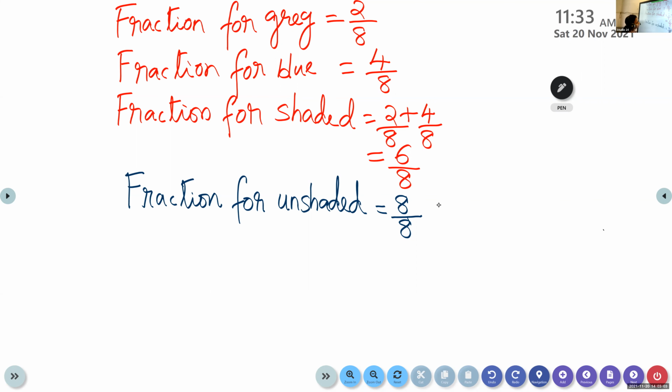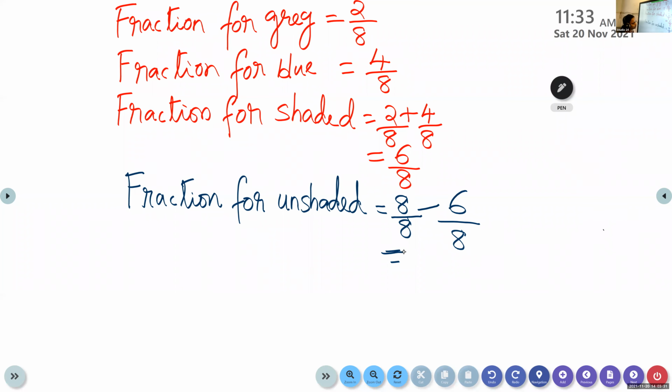That is 8 by 8 minus. See, children, the fraction for unshaded is given by 8 by 8 minus what? Subtract the shaded parts. The shaded part is 6 by 8. So children, look here at how we can find the fraction for unshaded. From the full, that is 8 by 8, you have to subtract or take away the shaded parts, 6 by 8.